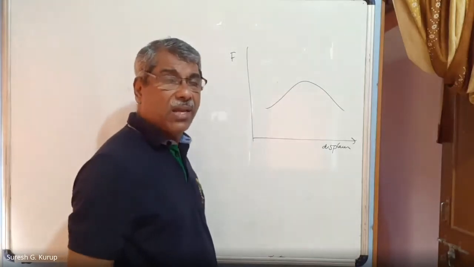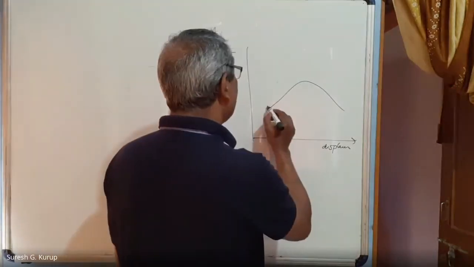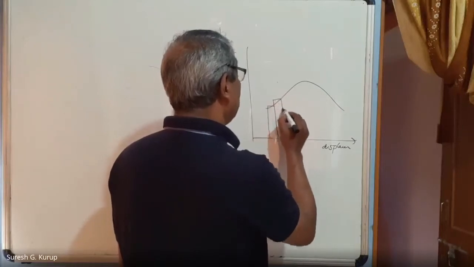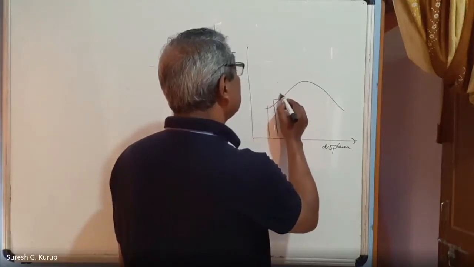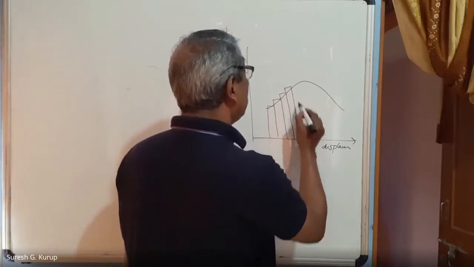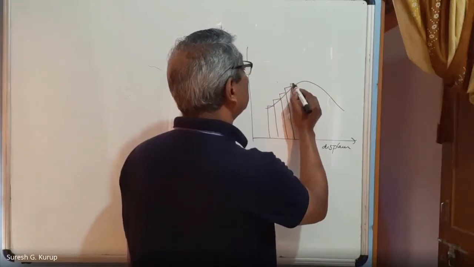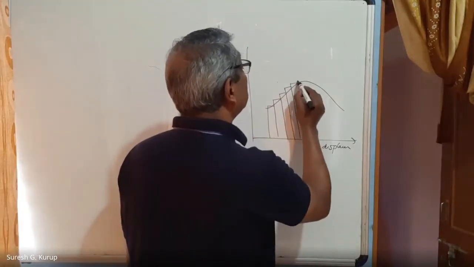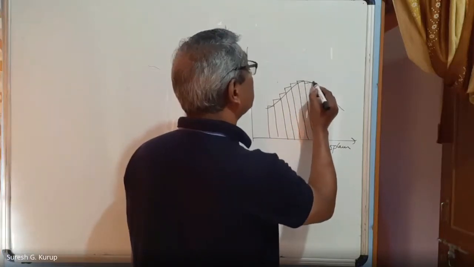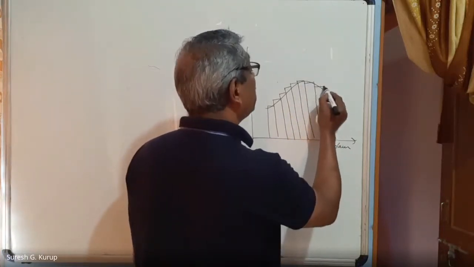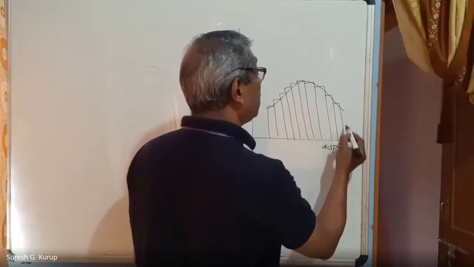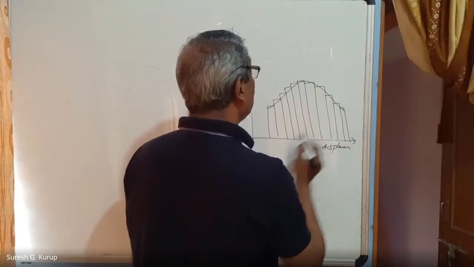Now, what you do is that you have to find the area. That means it is like this. You will go on drawing like this. It goes like this. Right?